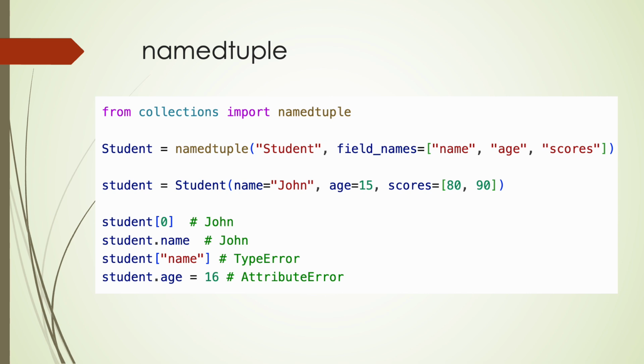Especially, you can access the values both by indexes and by attributes, but not by keys like dictionaries. Otherwise, you will have a type error. Besides, it also has the limitation of a tuple, in that the values cannot be changed.